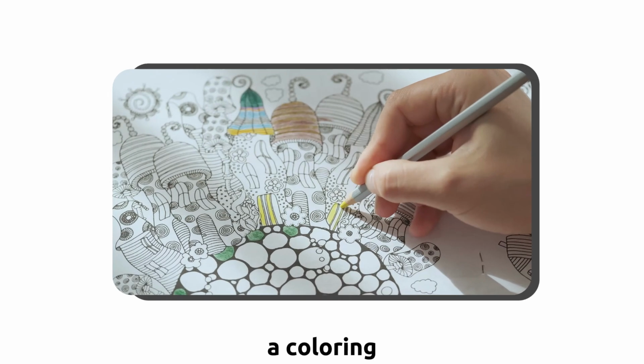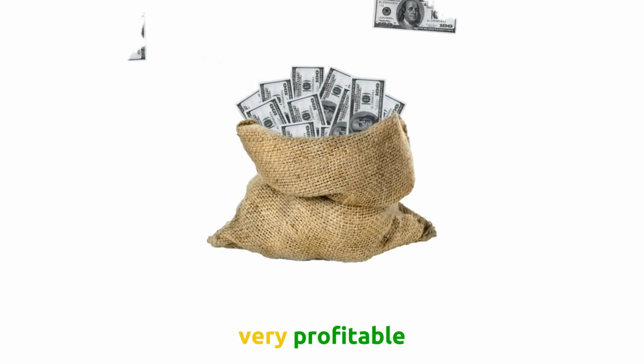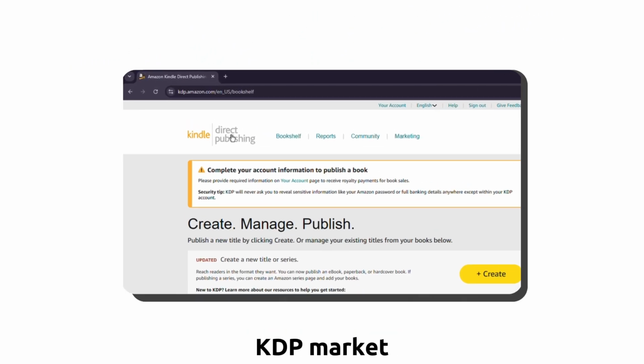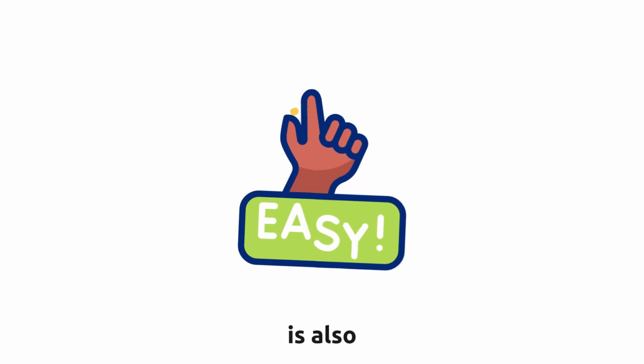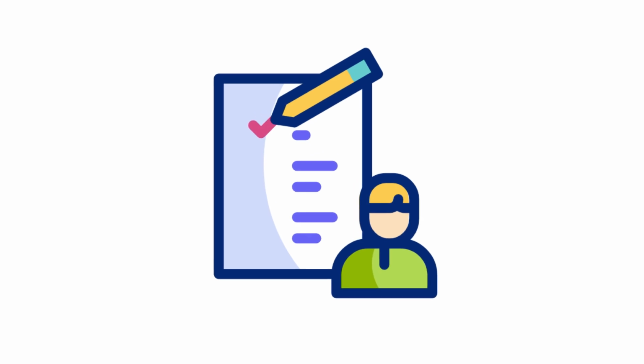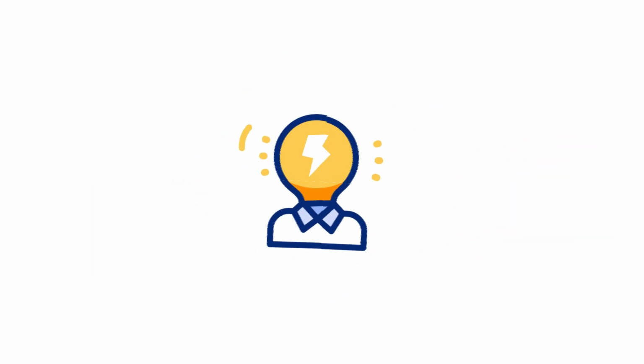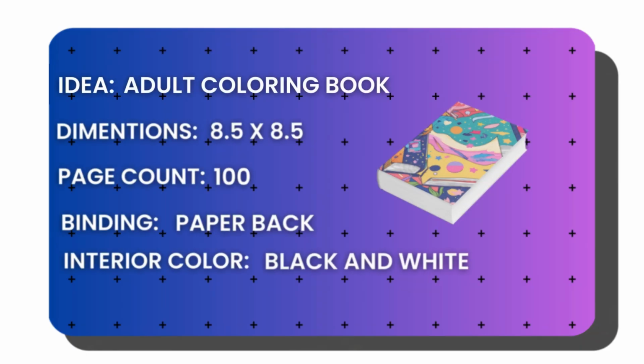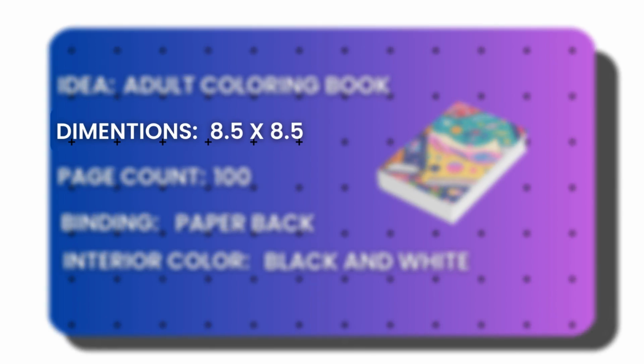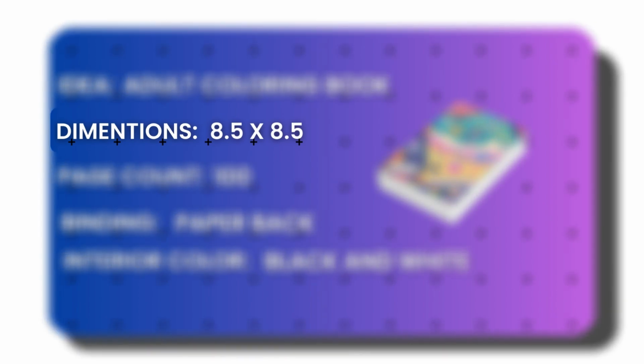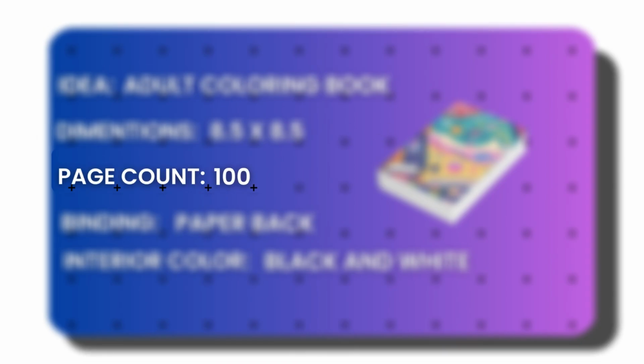We're creating a coloring book because it's a very profitable niche in the Amazon KDP market right now, and it is also an easy place for beginners. The first thing you want to do before you start creating a coloring book is have an idea of what the book's dimensions are going to be. For example, my idea is an adult coloring book. My dimensions are going to be 8.5 by 8.5 inches, so it's going to be a square, and I would have 100 pages for it.